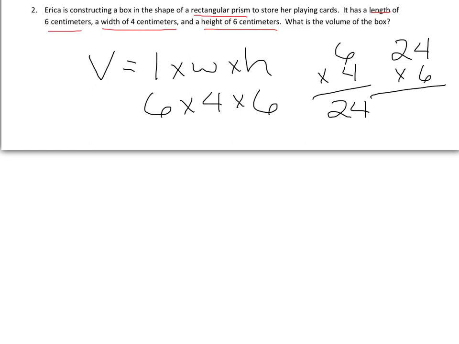6 times 4 is 24. Carry the 2. 6 times 2 is 12. Plus 2 is 14. You get 144 cubic centimeters. So centimeters with the little 3 above it. So your answer for this problem is 144 cubic centimeters.